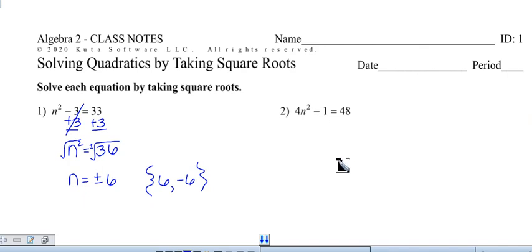Number 2 is the same type of problem, but we have a couple steps to get the n squared by itself. The first step would be to add 1 to both sides. So I've got 4n squared equal to 49. Now n squared is multiplied times 4, so I'm going to divide by 4 on both sides.